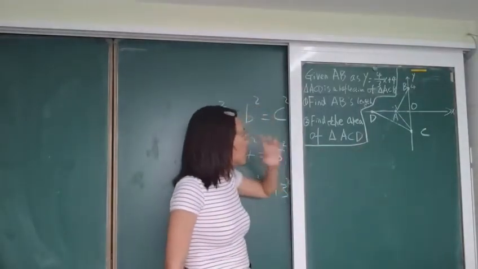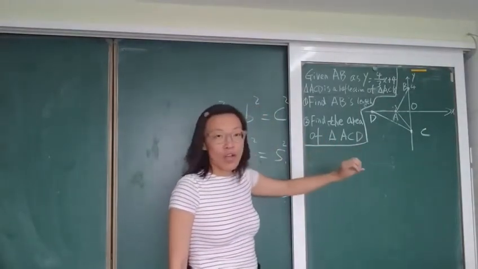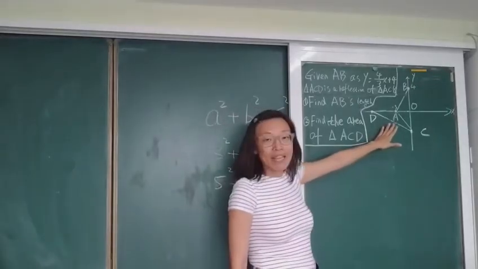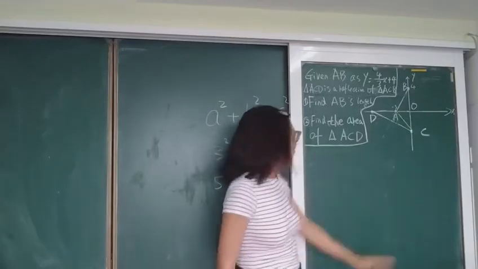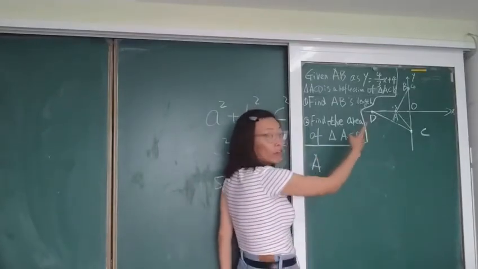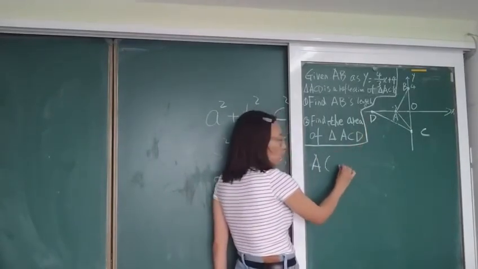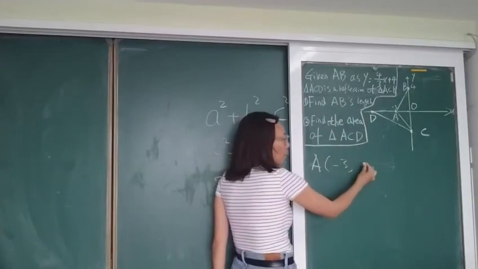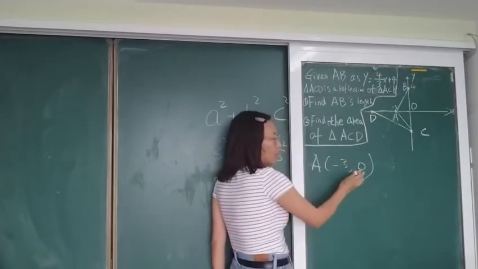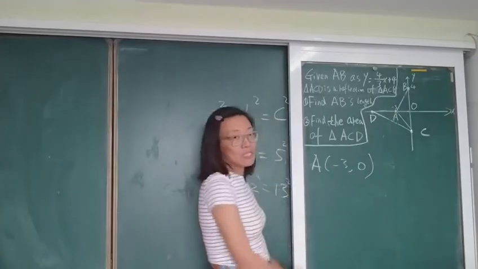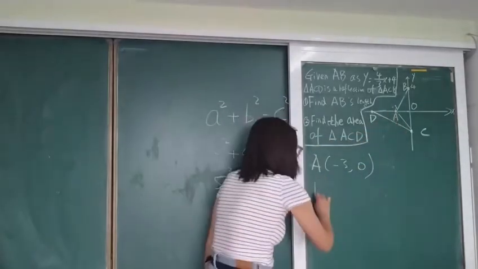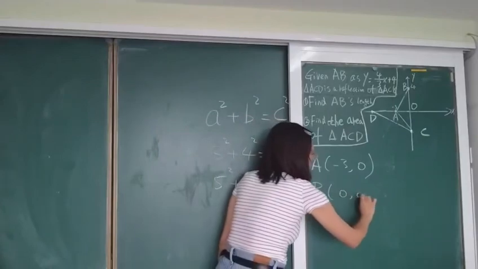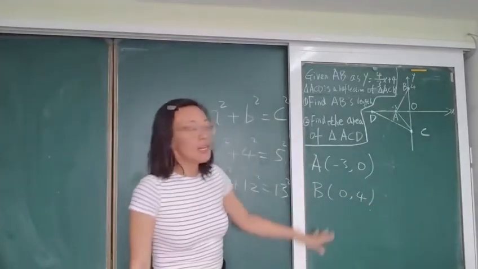Anyway, today our first job is to find the length of AB, where the coordinates of A and B are already given. You can read from the graph that the x-coordinate of A is -3, and the y-coordinate of point A is 0, because A is exactly on the x-axis. Then we go to B, which is (0, 4).